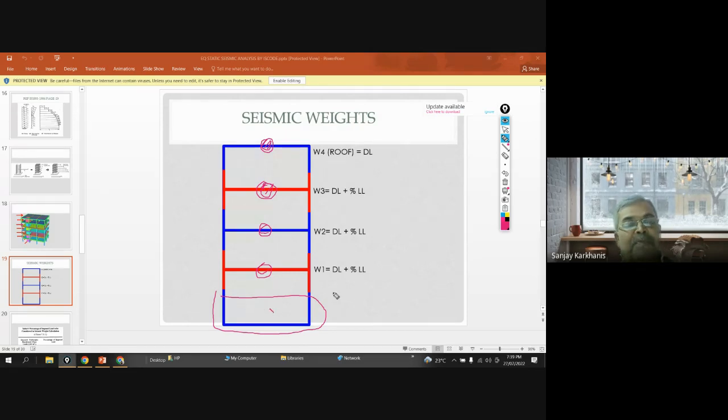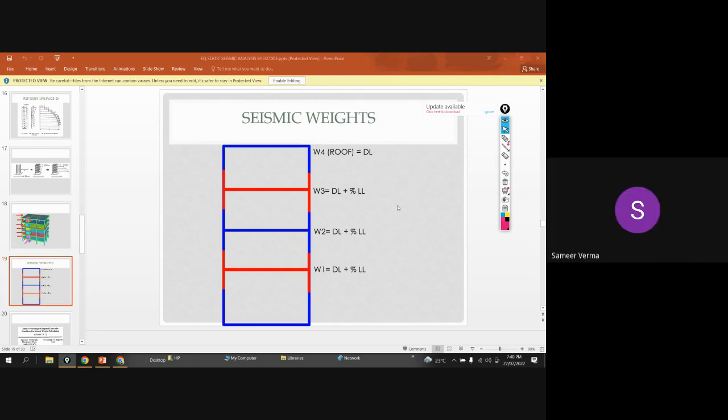That is okay. Then for the second floor, you will see 50% below, 50% above. And for the terrace, you will see the weight of the floor at terrace plus 50% below will be considered over here. Clear? So it is very simple. Yes, any doubt on this? No, sir.